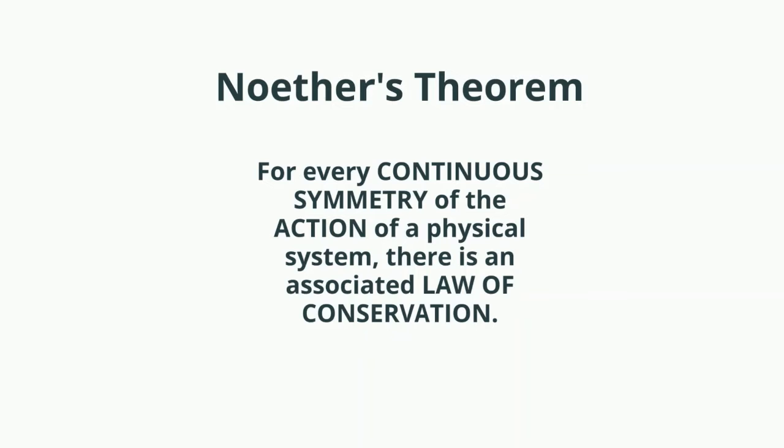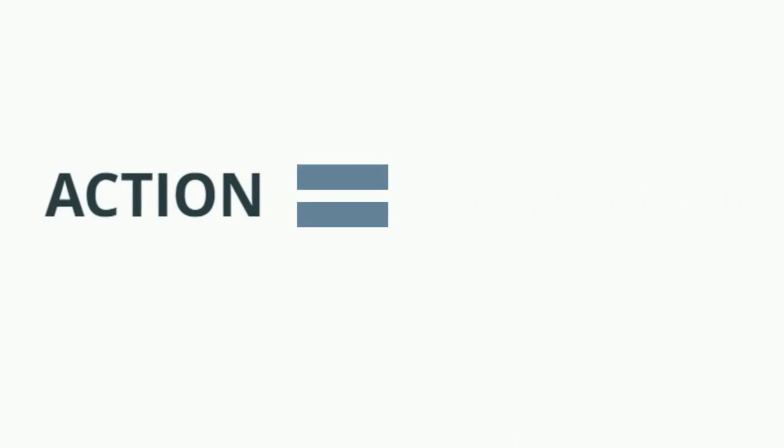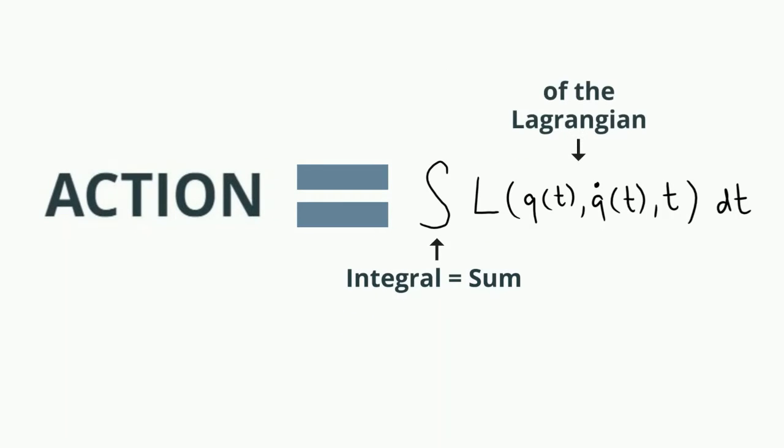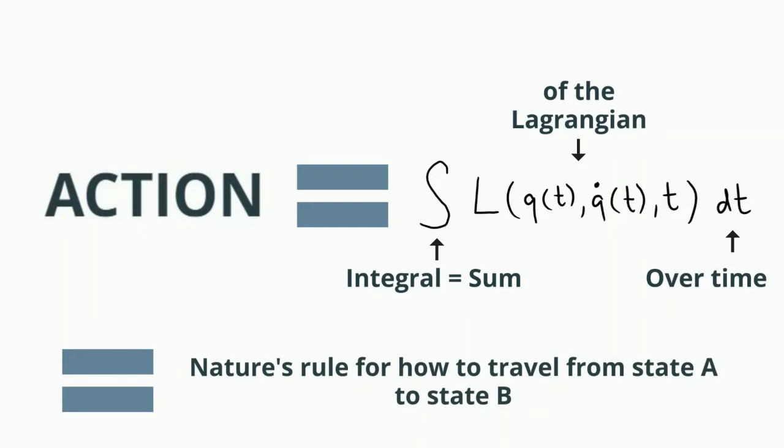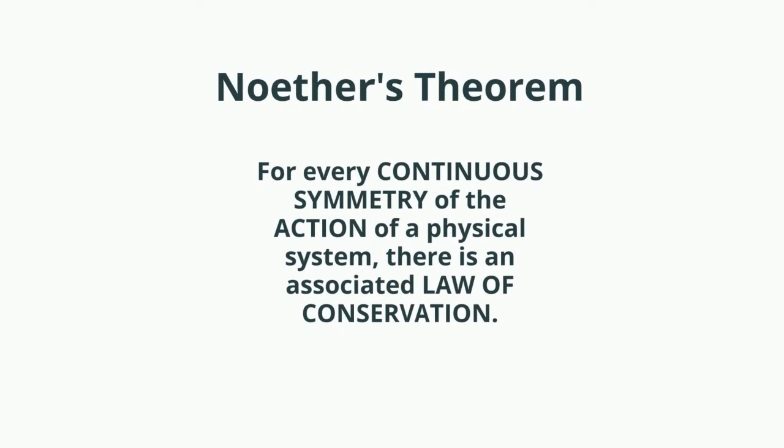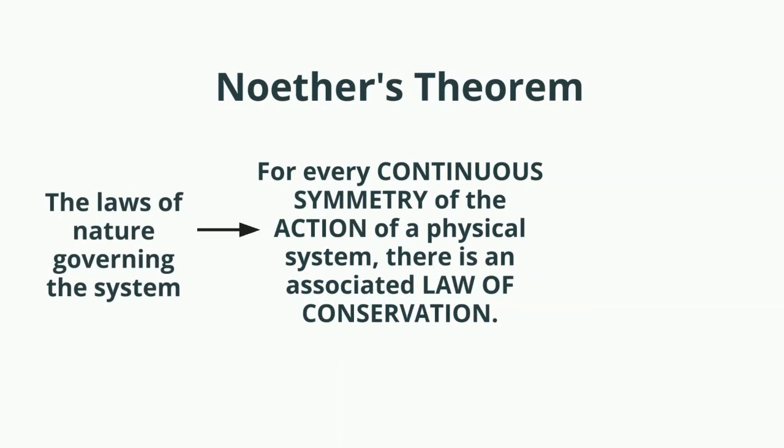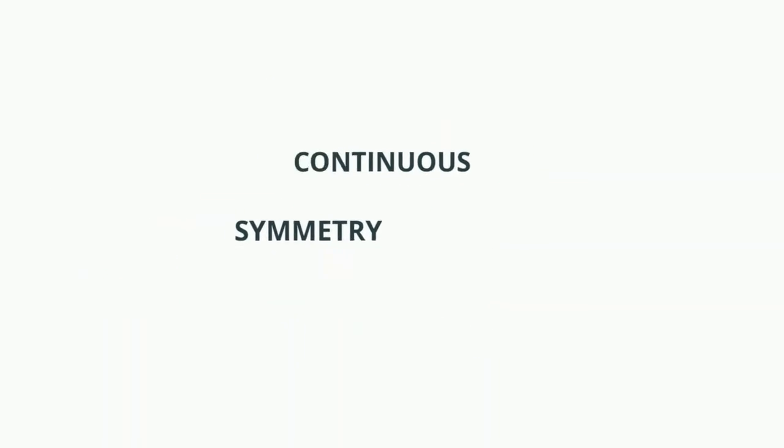First, remember our old friend, the action, the integral of the Lagrangian over time. It dictates the rule for how a system progresses from its initial state of being to its final state. In this way, the action governs all of the physics of a given system. So, when we say the action of a physical system, we might equivalently just say the laws of nature governing it. Next, let's tackle a continuous symmetry.